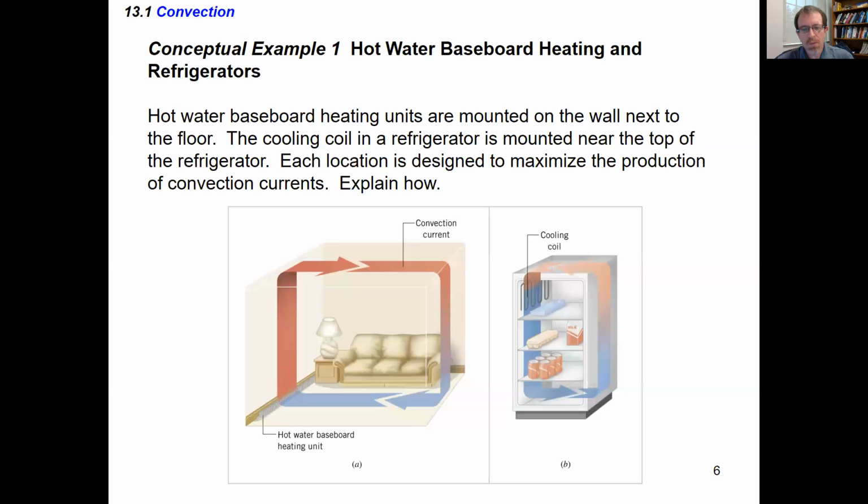Same thing in your refrigerator, except now we're taking heat out of the refrigerator. And so you can see the cooling coils are up at the top of the refrigerator, whereas with the heater, they're down at the bottom of the room. So your cooling coils are going to take heat out of the air that's next to the cooling coils. That air is going to sink because it's more dense than the hot air. It's going to displace the air beneath it, shove it to the side, and then we get this kind of circular motion again. So we've got bulk motion of a fluid.